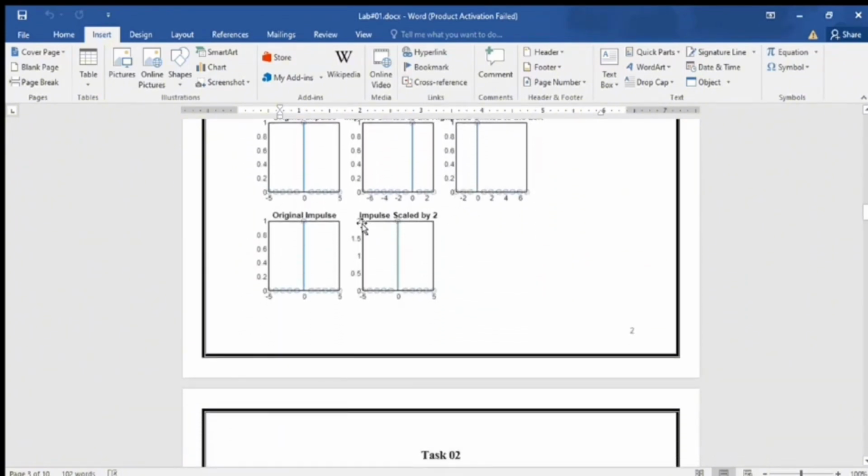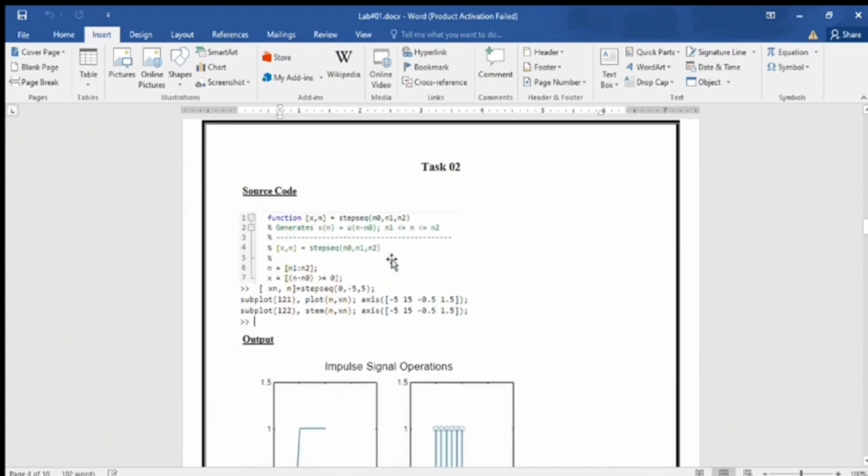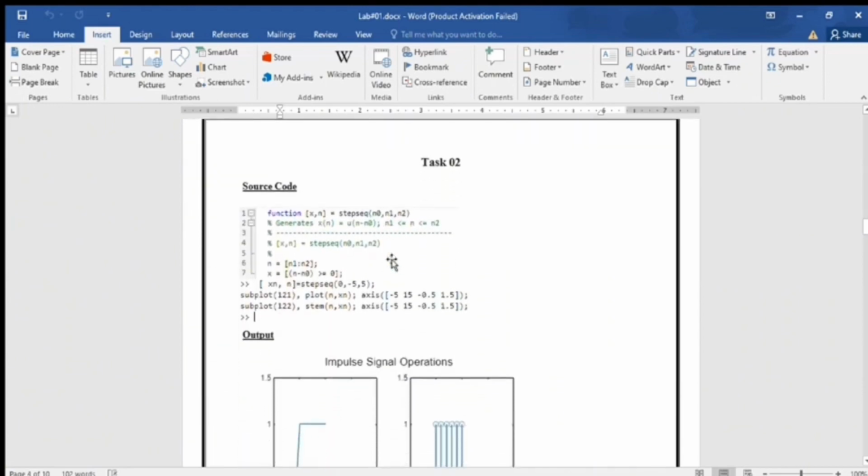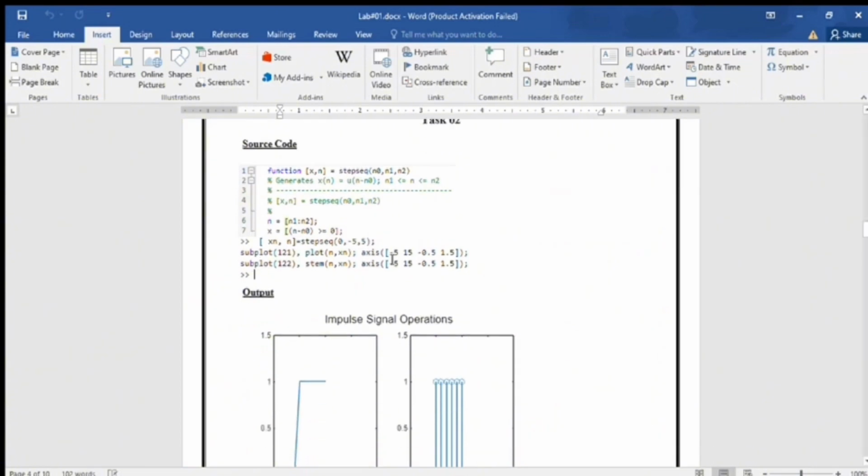Moving to task 2. In this task we are defining the function of step sequence. This sequence again takes the three parameters n0, n1 and n2. n0 is the midpoint and n1 and n2 are the starting and ending points. We are taking the same example as we did in the last task and seeing its step response now. So when we plot these in the command window, we have these outputs. One is the continuous plot and the other is the discrete plot. For the continuous plot we use the plot command, and for the discrete plot we use the stem command.